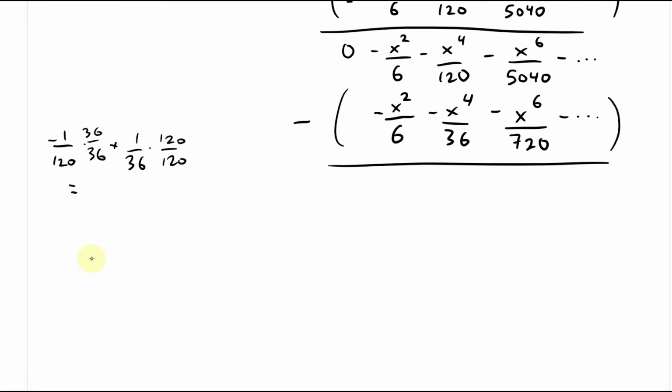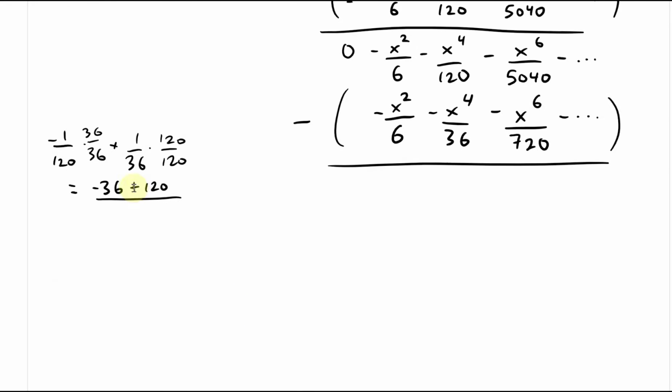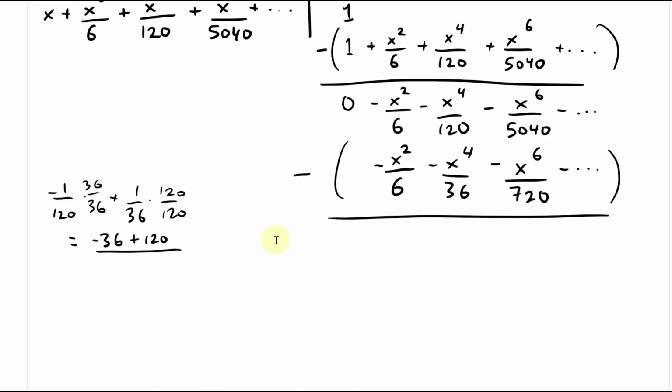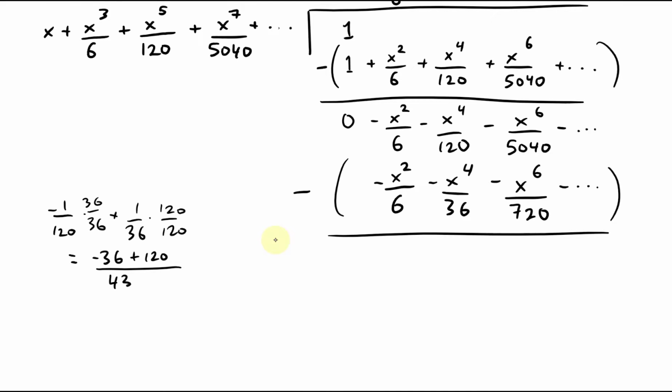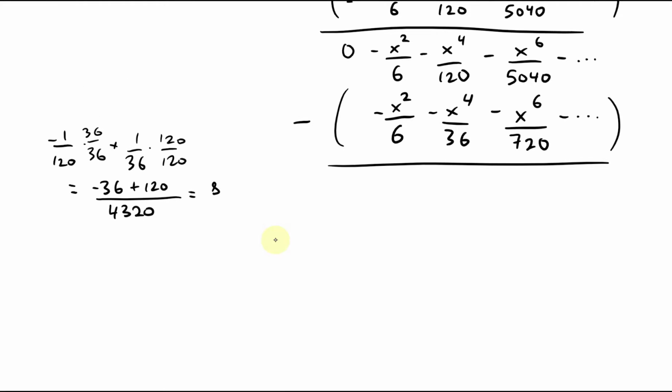So this equals negative 36 plus 120 over the denominator. Calculation check: negative 36 plus 120, that's just 84. And 36 times 120, that's to get the denominator. Let's do the calculation check again. Built-in OneNote calculator, 4320. Now this equals 84 over 4320.